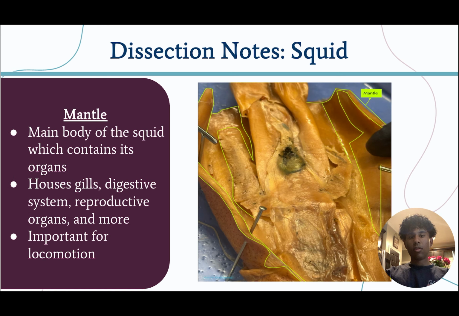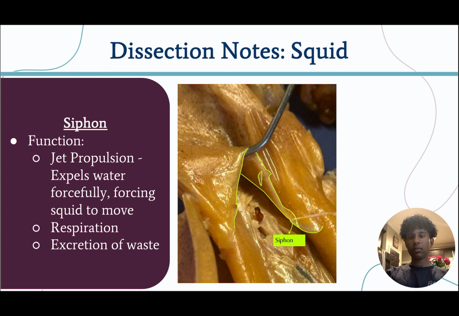Squids have a mantle, which is the main body of the squid that houses its organs. It contains the gills, digestive system, reproductive organs, and much more, and it's also important for locomotion. The siphon is mainly used for jet propulsion, which expels water forcefully, forcing the squid to move. It's also used for respiration and waste excretion.